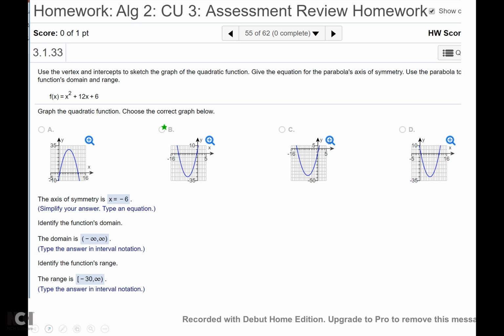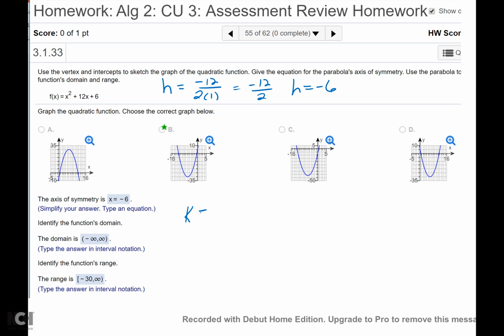Okay, use the vertex and intercepts to sketch the graph of the quadratic function. Give the equation of the parabola's axis of symmetry. Use the parabola to find the function's domain and range. Same thing, it's just that I'm going to have to find my own h and k. So h is going to be negative b over 2 times a, which is negative 12 over 2. So h equals negative 6.